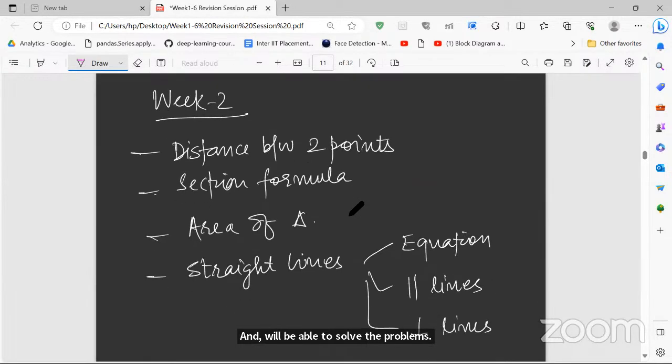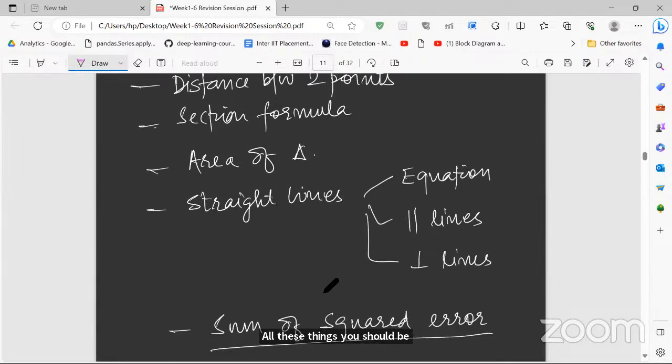Let's move to the second week. The second week is pretty simple, and I'm not going to discuss much about it. You should know distance between two points, section formula, area of a triangle, straight line, and how to write the equation, parallel lines. Can you tell me, if two lines are parallel, what is the condition? The slopes should be equal. And the product of slopes will be equal to how much?